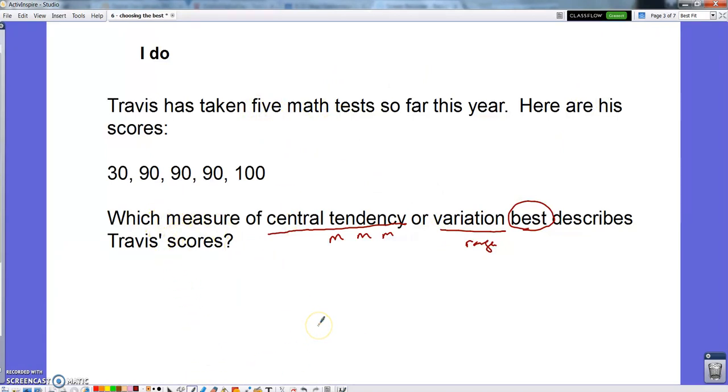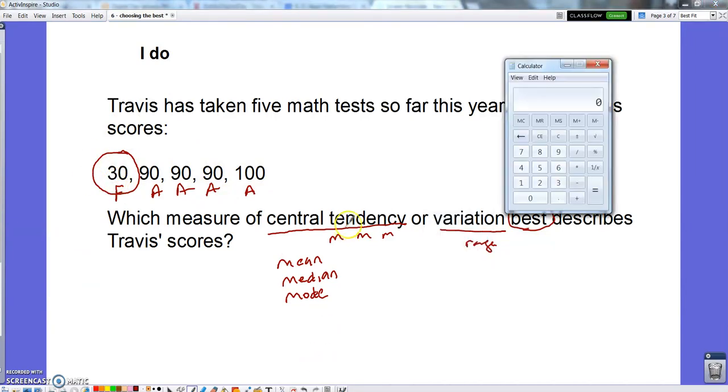So I'm going to give you one strategy here, and that is Outlier Alert. Travis bombed one test and otherwise did extremely well. If you see an outlier, that's going to rule out some of the answers, and it's going to make some of them, as we talked about in the last lesson, really bad, right? So as you can see, Travis has gotten A's, and then a bad F, right? So Travis is pretty good at math, and he just had one really bad test.